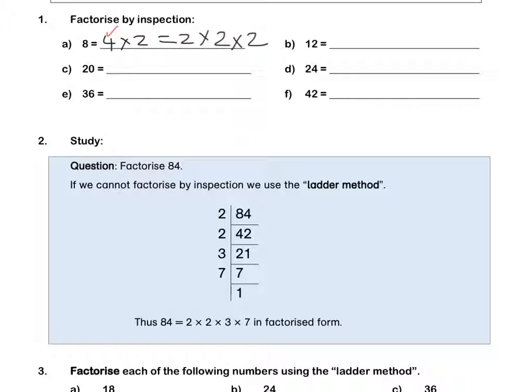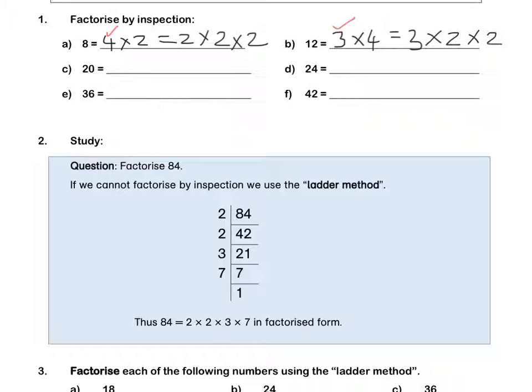Let's do B together. 12. If we write 12 as the product of any two numbers, we can say 3 times 4. Then let's work from left to right. 3 is a prime number, so let's write it down so long. 3 times. Now 4 is not a prime number. We can still break it up as 2 times 2. Therefore, 12 in factorized form is 3 times 2 times 2.